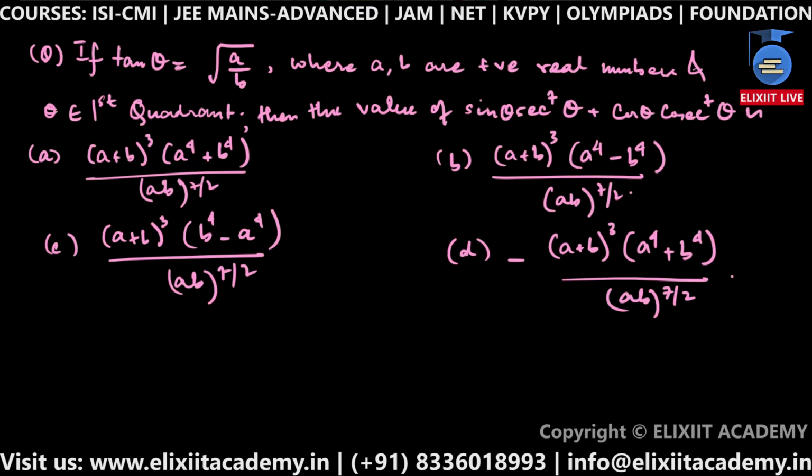All of you try out this first. The same logic is used to solve this question. Tan theta is given to be root A by root B. A, B are positive real numbers. Theta belongs to the first quadrant. You have to find the value of sine theta sec to the power 7 theta plus cos theta cosec to the power 7 theta. The logic used in this question is the same, and it is comparatively much easier than the previous question.